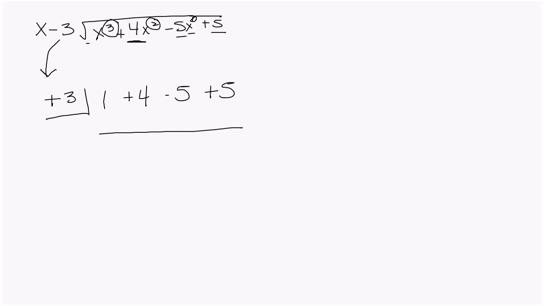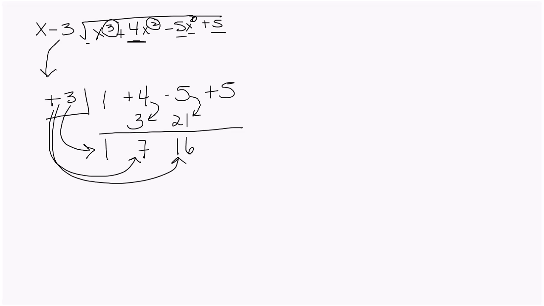Then what we do is we draw a line and we bring down that first number, which is 1, and then we're going to multiply. Positive 3 times 1 is 3, and then we're going to add these two together and we get 7, and then positive 3 times 7 is 21. We're going to add negative 5 plus 21 is 16, and then positive 3 times 16 is 48, and positive 5 plus 48 is 53.